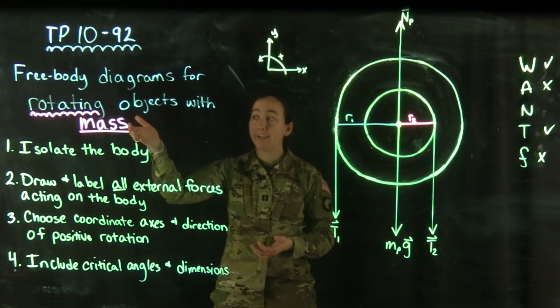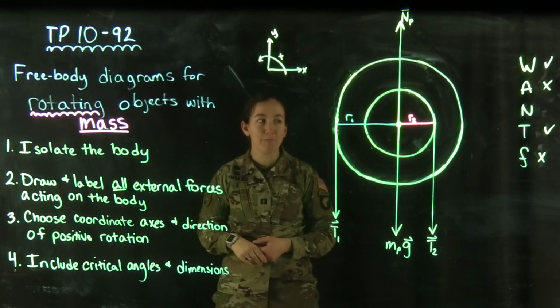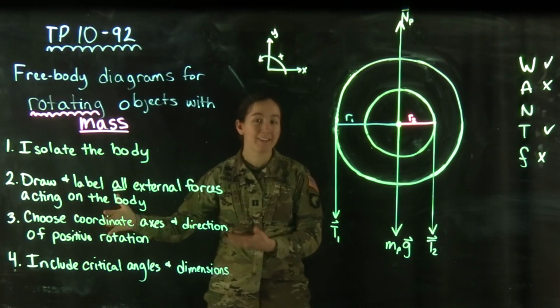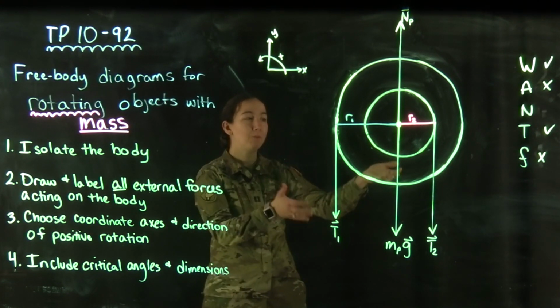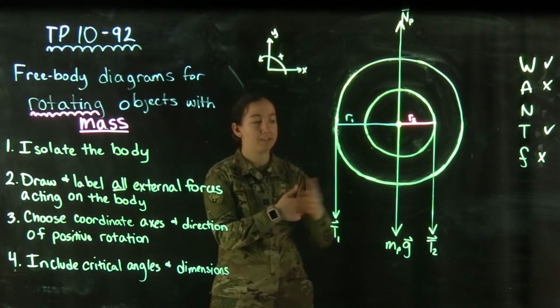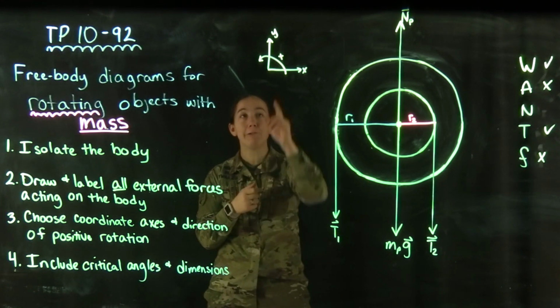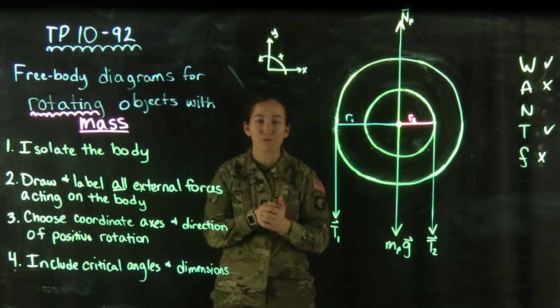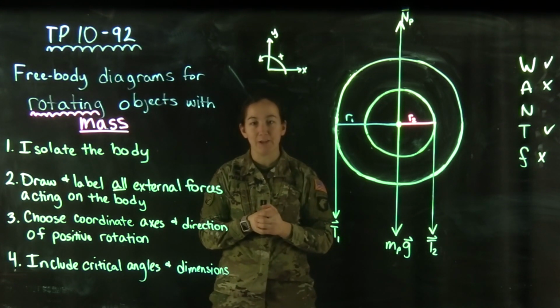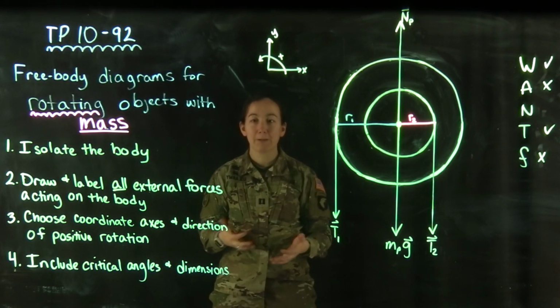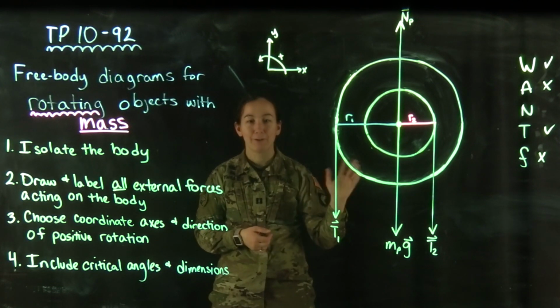We have gone through the free body diagram process for rotating objects with mass. We've gone through all 4 steps, the same 4 steps you've been working with, but now we're dealing with a rotating object. And we've introduced those 2 new concepts of direction of positive rotation and, of course, our critical dimensions. Good luck as you keep working on problems, and have a great day, physics fans.